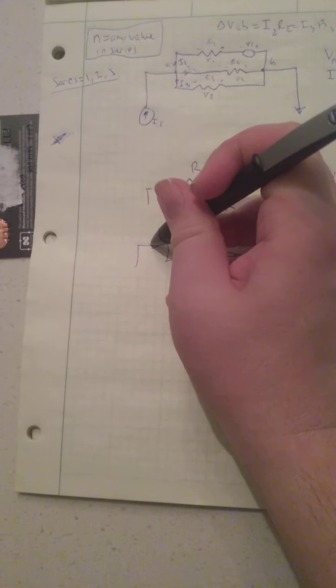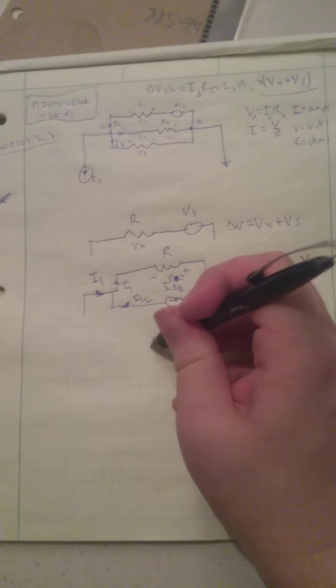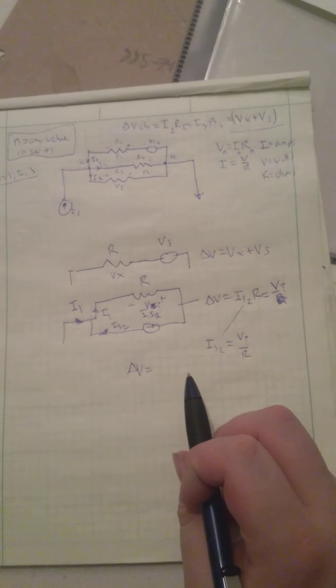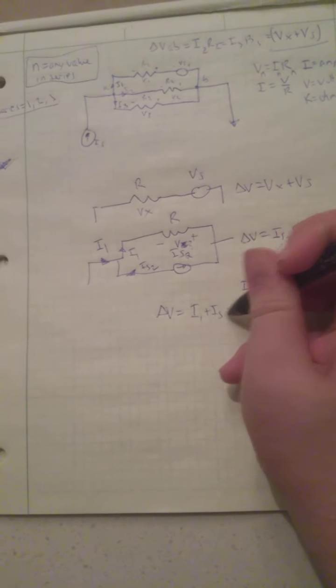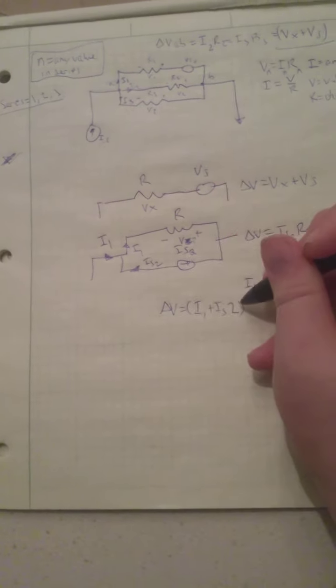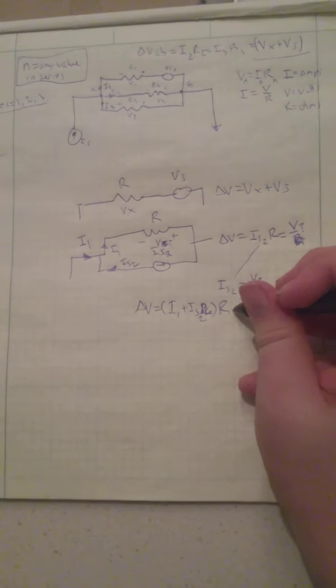So what we're not considering here is that when you make this parallel, you still have this I1 that is going into the circuit, and it's continuing up this way. And then you also have this IS2. So you have two currents. So the actual value of delta V in this case is equal to I1 plus IS2 times R. This R is the same as R up here, which is R1.